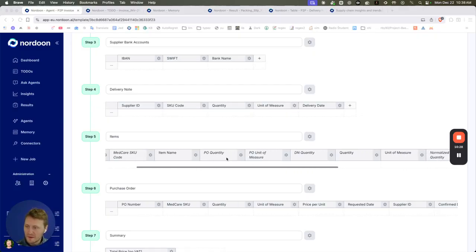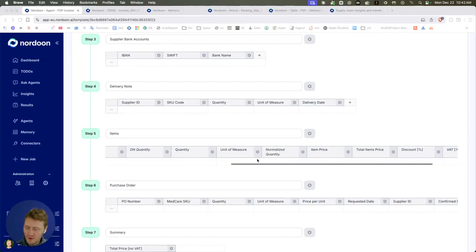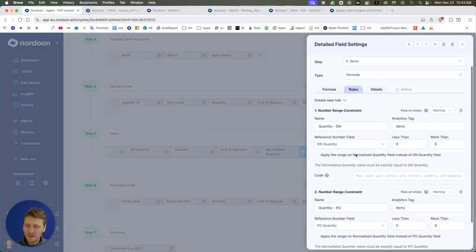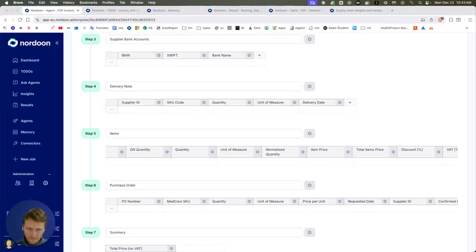And the main part, we bring in the purchase order quantity and the delivery note quantity. So we compare the normalized quantity with the delivery note quantity and purchase order quantity. And if anything doesn't match, we create a validation error. The normalized quantity validation is set up like this. It's just looking at the previous fields and making sure that things match exactly.